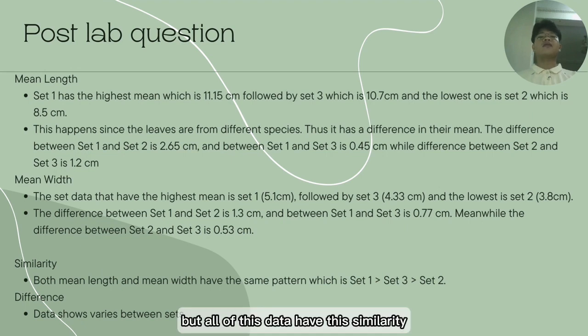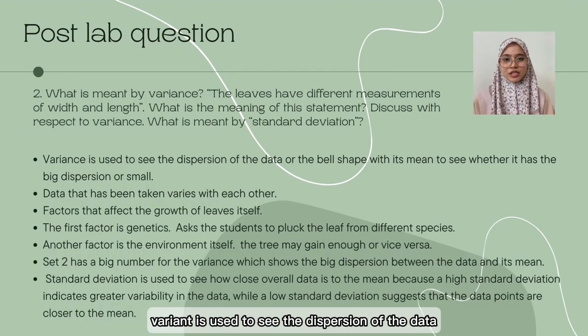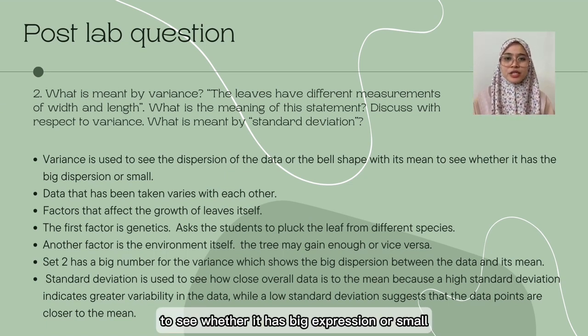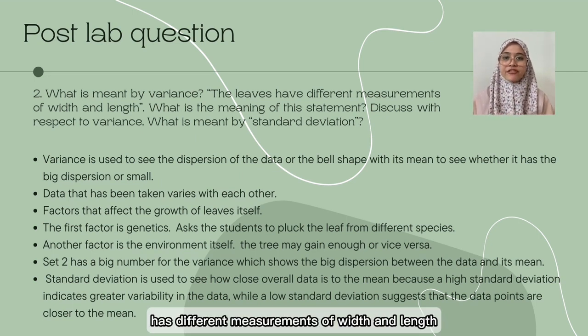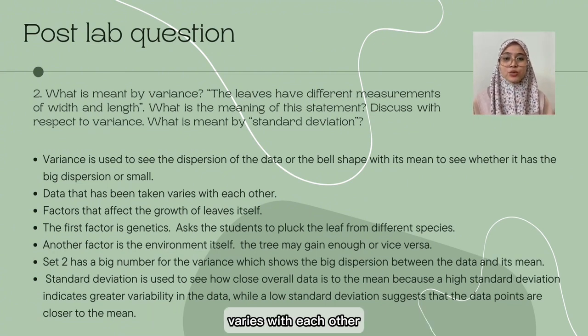But all of these data have a similarity, which is that both mean length and mean width have the same pattern: set 1 is bigger than set 3, and set 3 is bigger than set 2. The difference that can be shown here is that the data shows variance between sets. Variance is used to see the dispersion of the data of the bell shape with its mean, to see whether it has big dispersion or small. Since the leaves have different measurements of width and length, we can say that the data taken varies with each other.